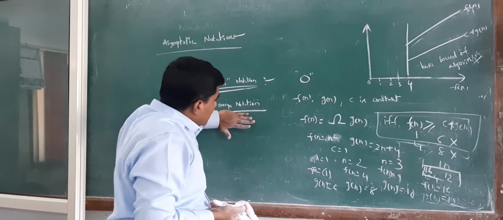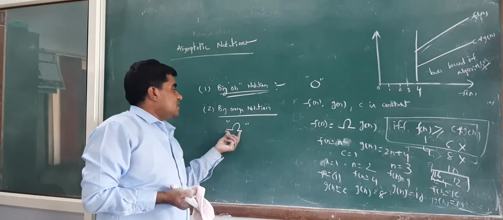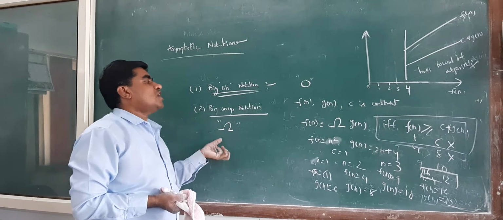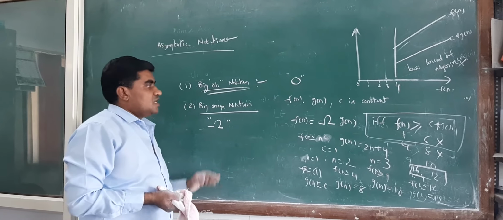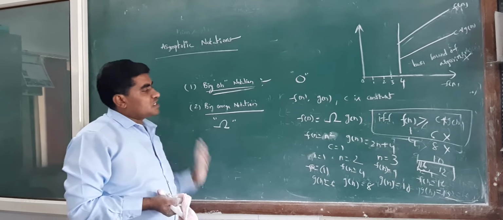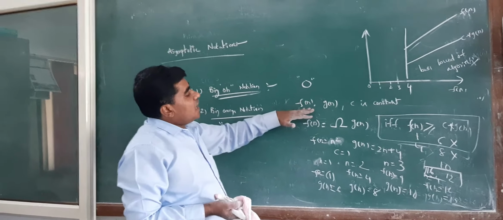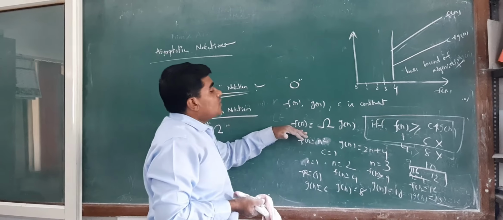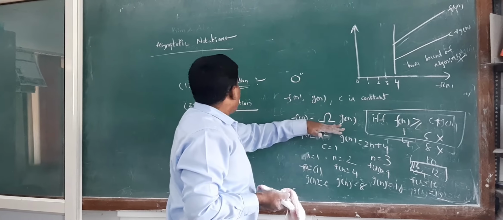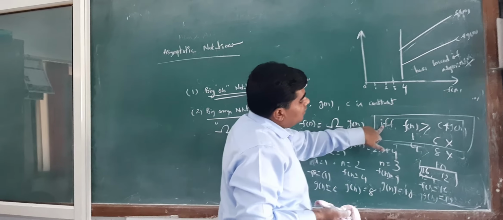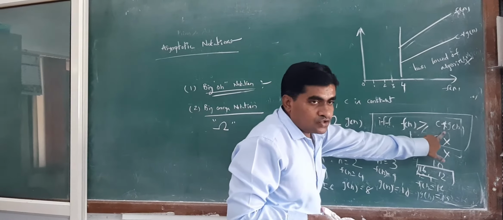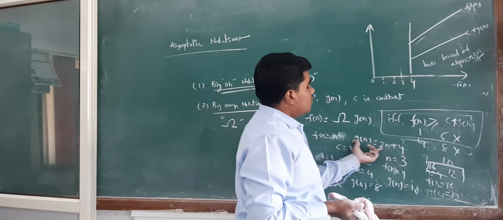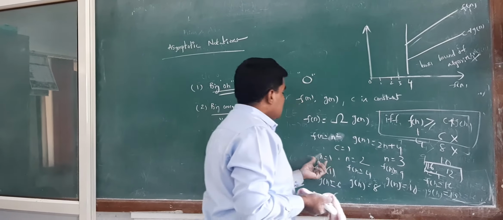So big omega notation is used to represent best case time complexity, that means the minimum amount of time required to complete the task. It also represents the lower bound of the algorithm's running behavior. f of n and g of n are two non-negative functions, c is a constant. f of n equal to big omega of g of n, if and only if f of n is greater than or equal to c star g of n. Suppose you take f of n equal to n square, g of n equal to 2n plus 4, then c is the constant.